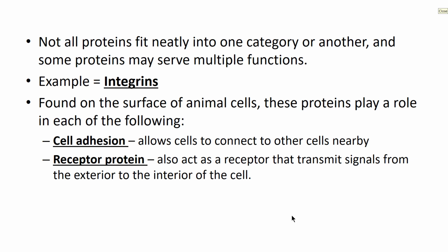Last thing here is that not all proteins fit into one category or another. An example would be integrins. Integrins play both a role in cell adhesion and as a receptor protein. They can connect cells together and also act as a receptor to transmit signals from one side to the other. So that's just an example of where not every type fits exactly into one category or another. Those are just a few examples that you would find in the human body.